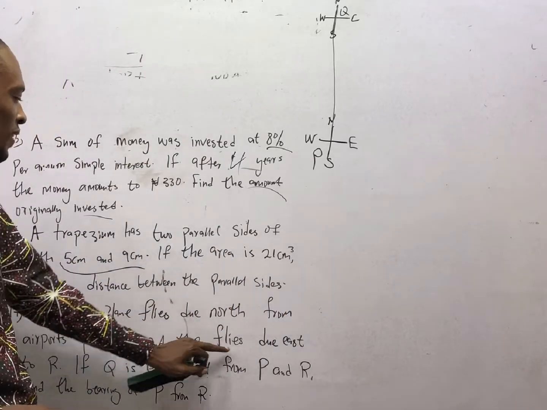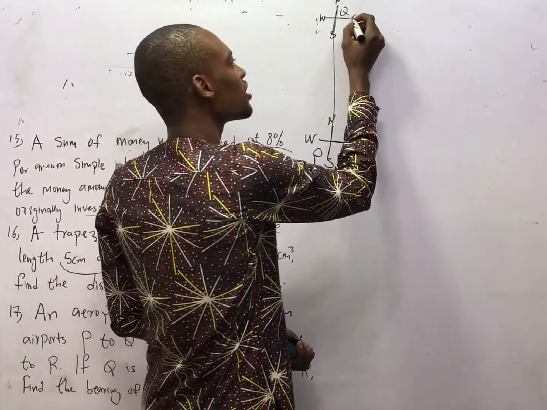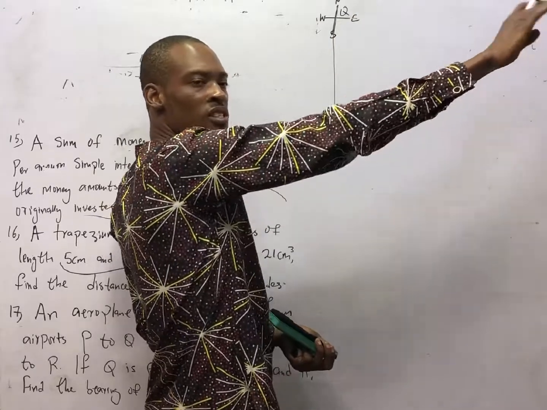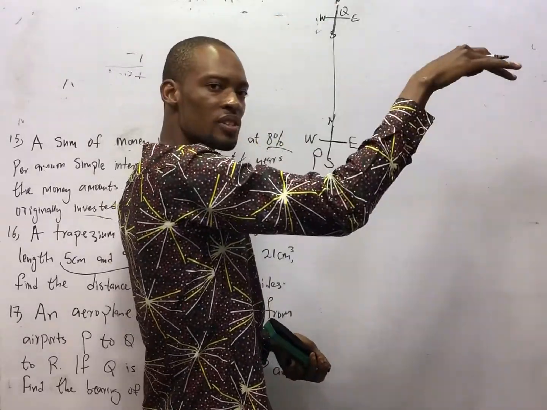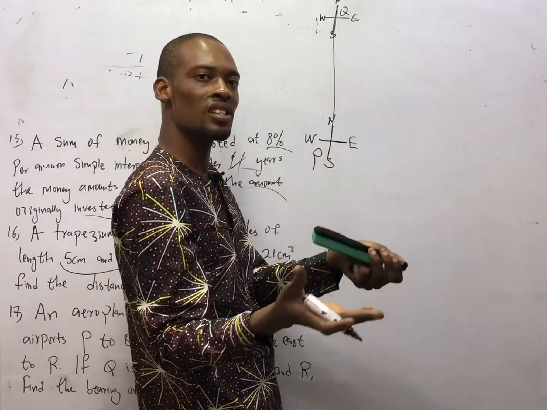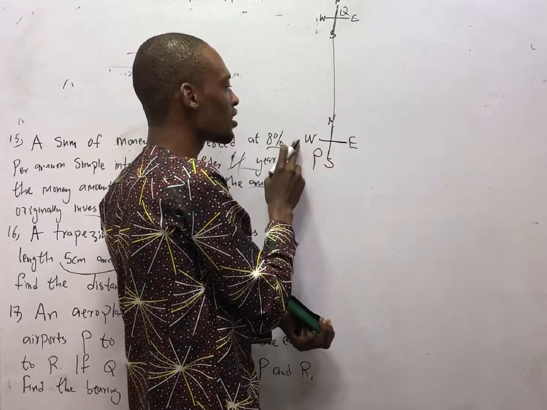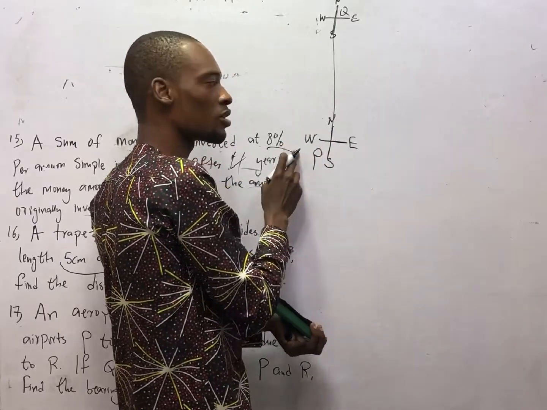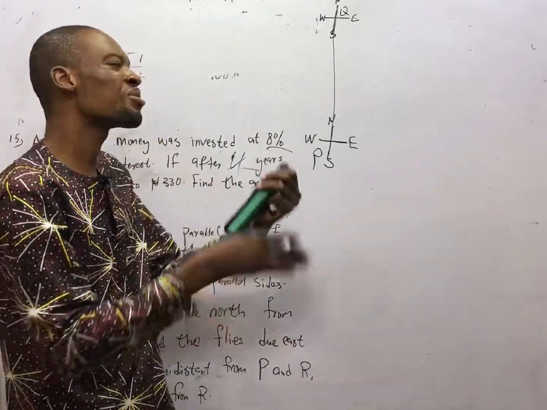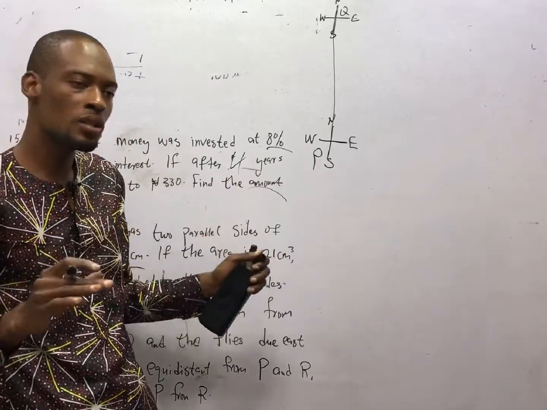This one says and then flies due east to R. So this is P, Q. It flies due east, it goes straight. They didn't say at an angle, due east. They didn't say 30 degree east or 45 degree northeast. This is northeast, southeast, southwest, north-south, like this at a particular angle. But when they say due north, it means straight. Due east goes straight. They didn't say incline, they didn't give you angle.